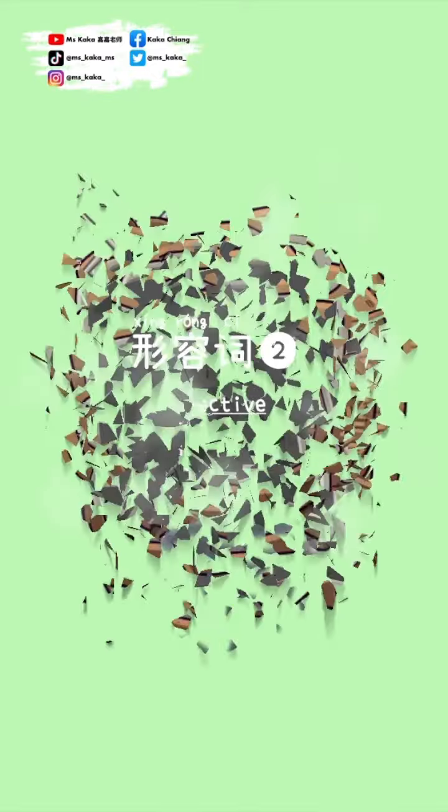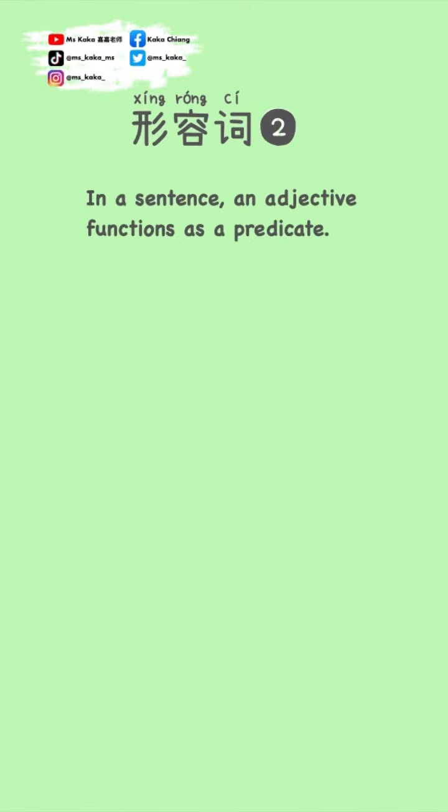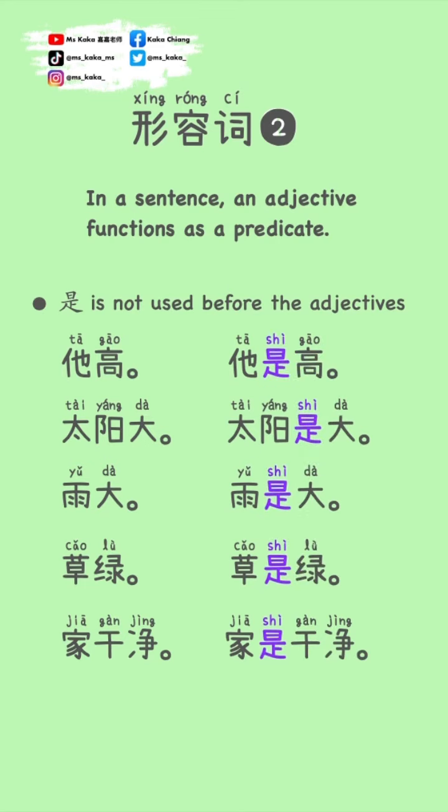We'll continue exploring 形容词 adjectives. In Chinese, adjectives function as predicates directly, unlike in English where linking verbs are needed before adjectives. So 是 is not used before adjectives in Chinese. This difference often leads foreign language learners to make mistakes in descriptive sentences.